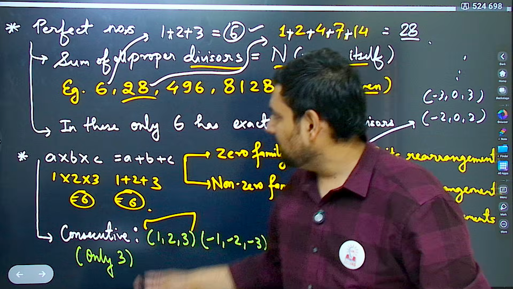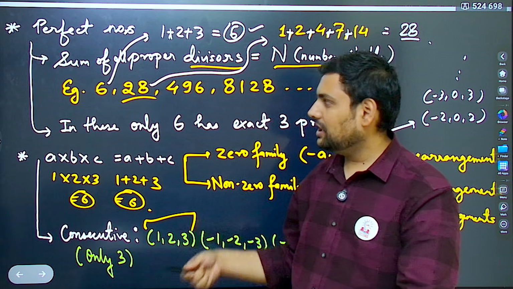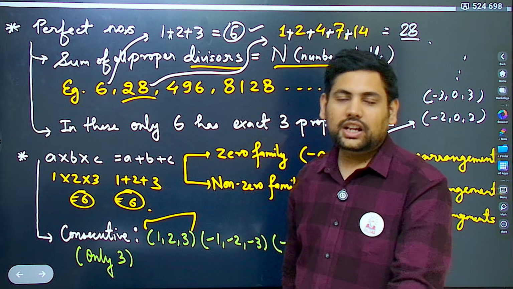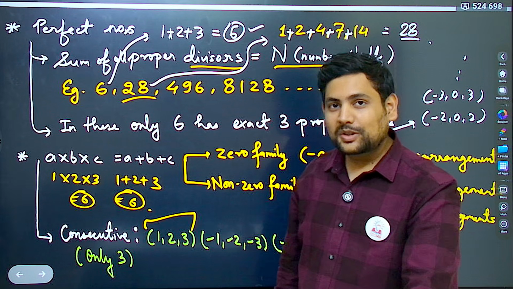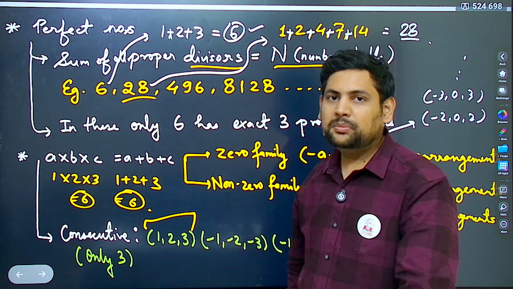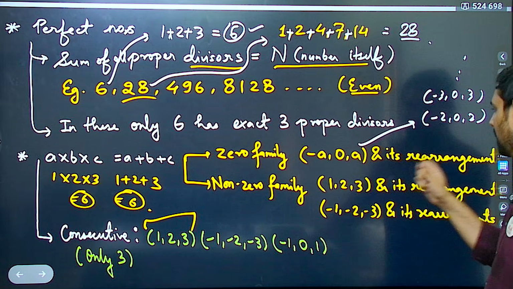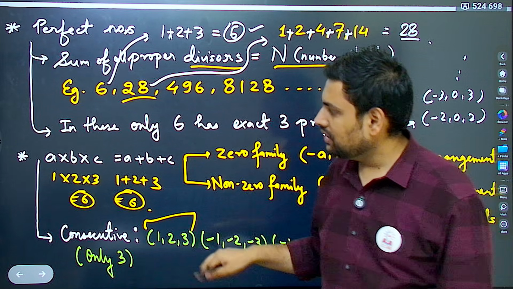Correct? Please remember this. I think that some year, like this year or next year maybe, they will be giving you 28 in some way. Because this is also a perfect number, and people can still see 6, but 28 people won't be able to see. Then among these, only 6 has exactly 3 proper divisors. This has already been tested in 2025.